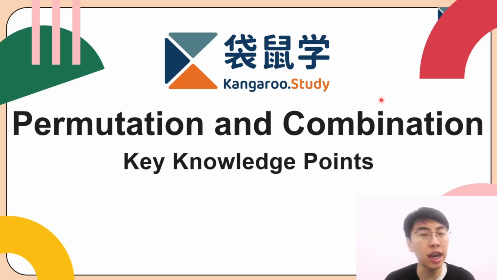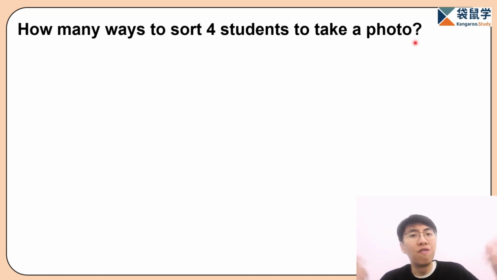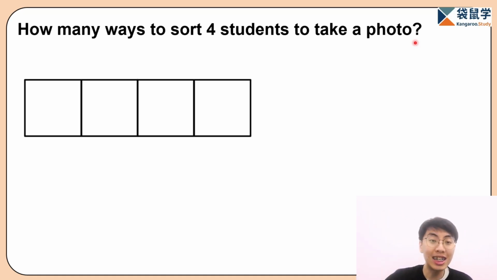So you might be thinking, what exactly is permutation and combination? Let us take a look at a simple question to understand it. Firstly, the question says, how many ways are there to sort 4 students to take a photo? Now, let's think about it. Well, to sort 4 students to take a photo, of course, we need to have 4 seats.